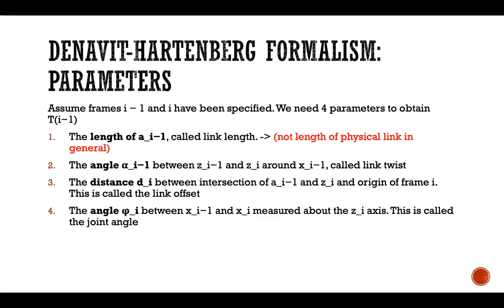Then we need to define the distance d_i between the intersection of a_{i-1} and Z_i and the origin of frame i. This is called link offset. Lastly, we need to define the angle phi between X_{i-1} and X_i measured about the axis Z_i. This is called the joint angle.